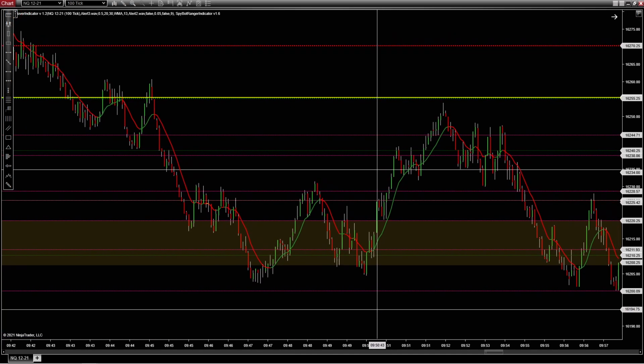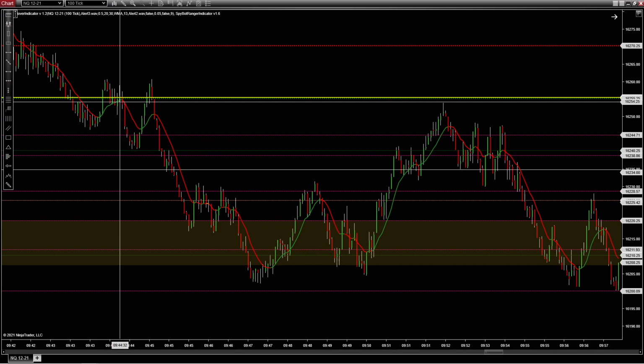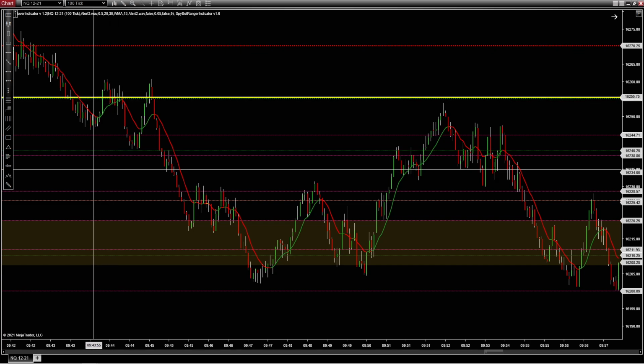This next part, I hope you understand that the open range breakout, trading below the yellow line, that's always going to be your entry.